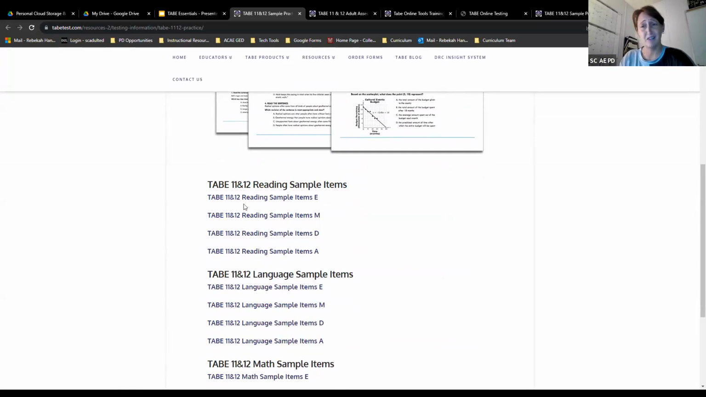They've thrown out TABE 11 and 12. Now, TABE 11 is just your pre-assessment. It's a book. It's the initial book. TABE 12 is just the second test. Okay, so that's just the two different books.